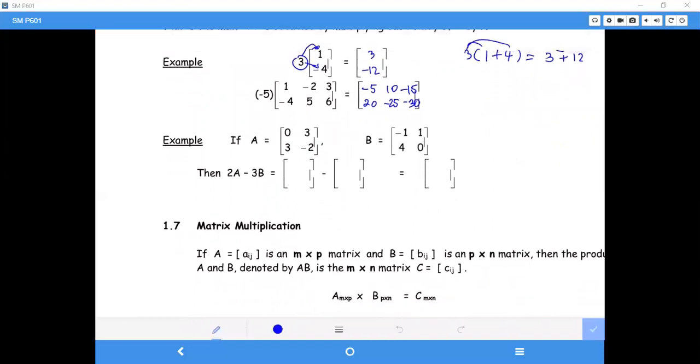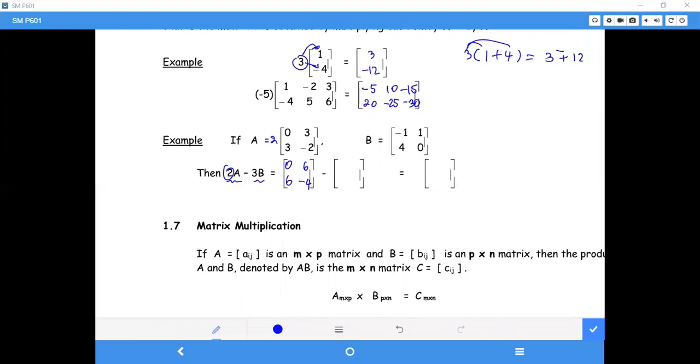Okay, so we get to the next one now. This is a little bit harder, but anyway, simple. You have matrix A, you have matrix B, and then I asked you to do 2 times A minus 3 times B. So let's do it. We want to get 2 times A, so we multiply 2 inside A. 2 times 0 is 0, 2 times 3 is 6, 2 times 3 is 6, 2 times negative 2 is negative 4.